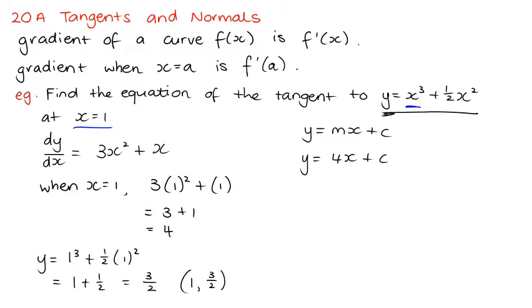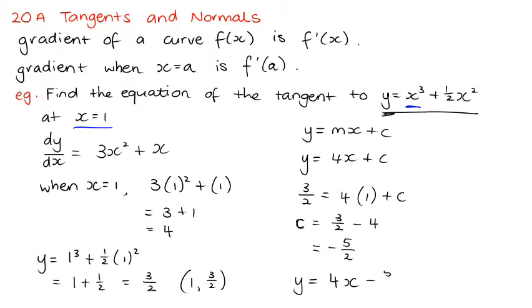Right, so we know our m, we know our x, we know our y. All we have to do is figure out c by subbing them in. So we're going to sub in the y value, 1.5, and the x value, which is 1, and we're looking for c. Right, so for c, we take that 4 to the other side, get 1.5 minus 4, which is negative 2.5, so negative 5 on 2. You know your m, you know your c, you can now write the equation of the line. So it's y equals 4x minus 5 on 2.